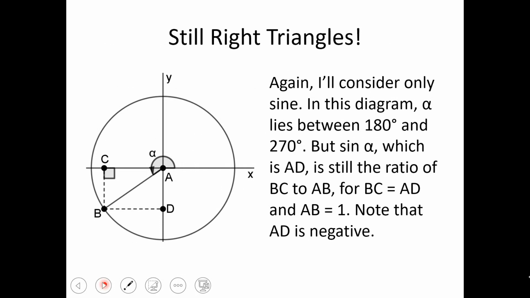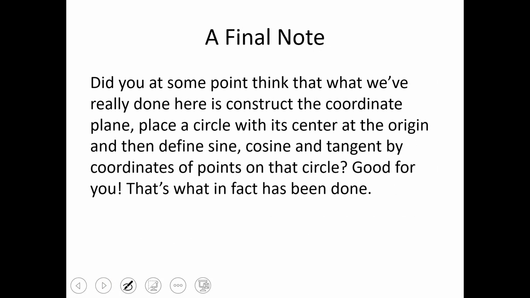Because we do have the right triangle in this case, ACB. And we said that on the new definition, the sine is AD, but that AD is once again equal to BC, and we still have a right triangle, and it's still a ratio of that BC to the hypotenuse, which has length 1. So there are still implicitly right triangles present, even though we don't explicitly talk about them in our definitions anymore.